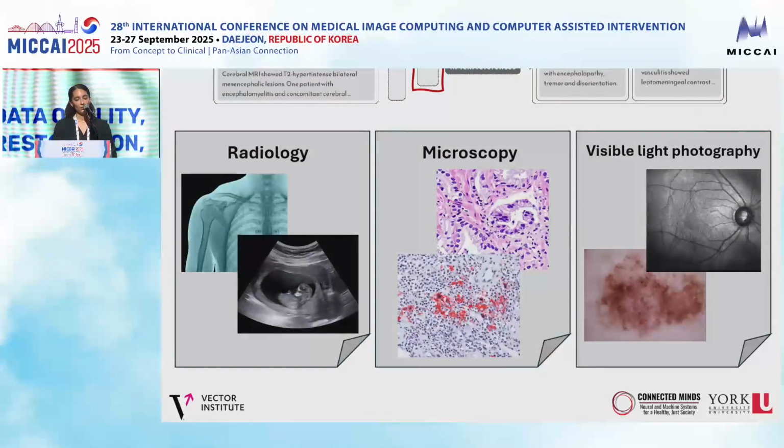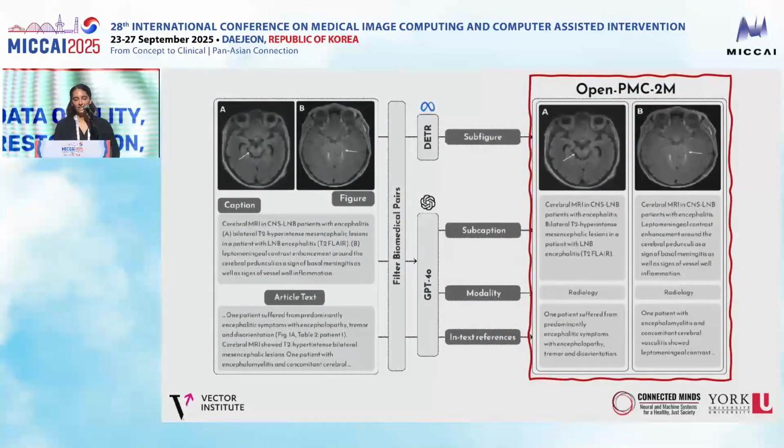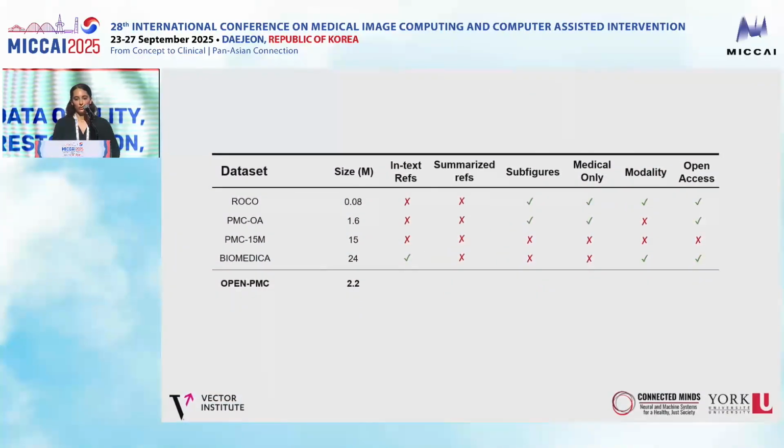We consider three main modalities for our dataset: radiology, which can be X-ray images or ultrasound images; microscopy; and visible light photography, which can be retina images or dermatology images. And after all of this, we have our curated high-quality dataset. If we compare our dataset to previous work, as you can see, our dataset is much smaller than some of the previous work, like PMC-15M and Biomedica, but our dataset is carefully curated. It has a higher quality, and it has all the listed properties here.